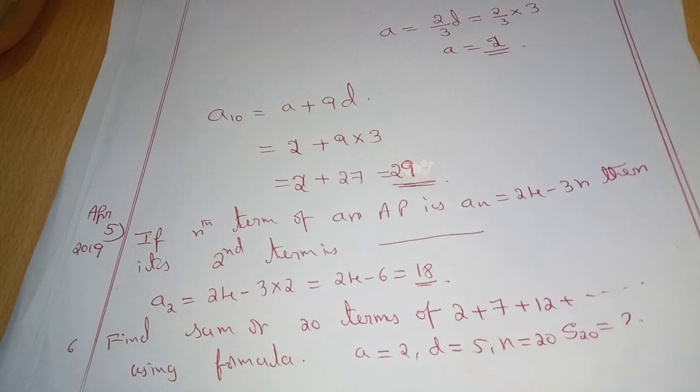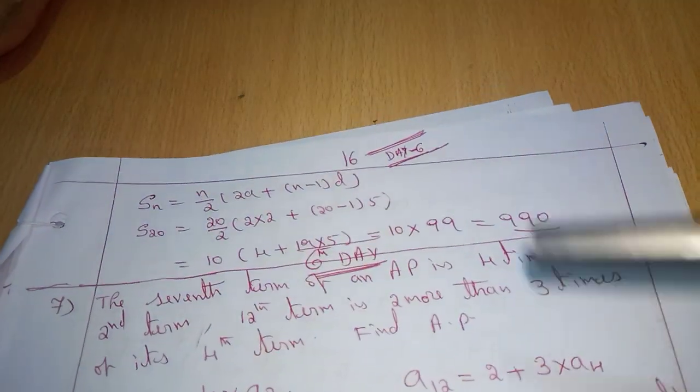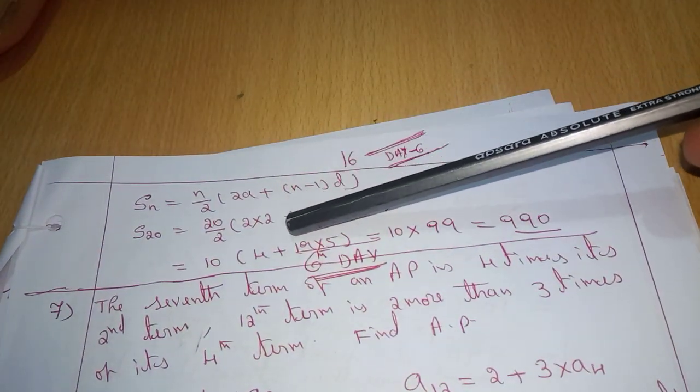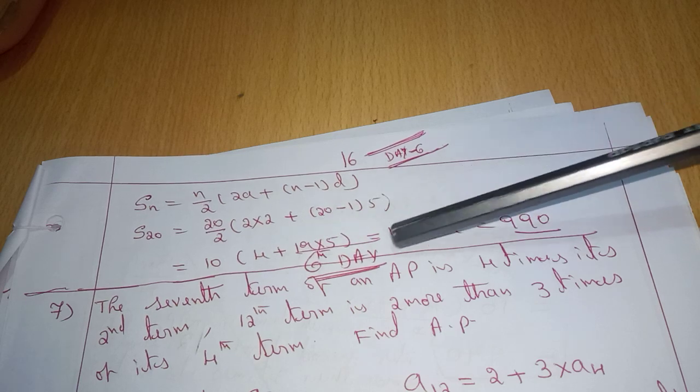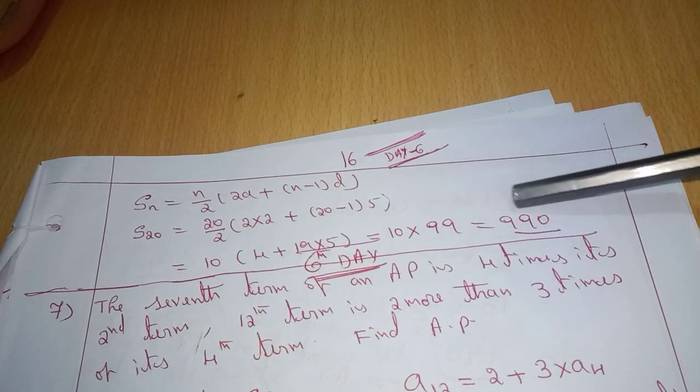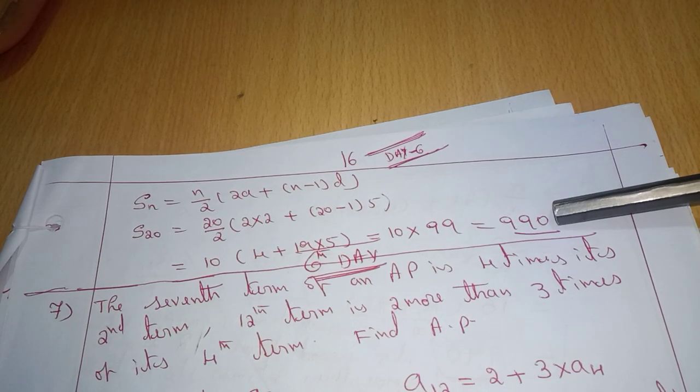What are you asked to find? S20. We got S20 is equal to 10 into 19 into 5. 10 into 99. It is 990. That was the last sum we did yesterday. The answer is how much? 990.